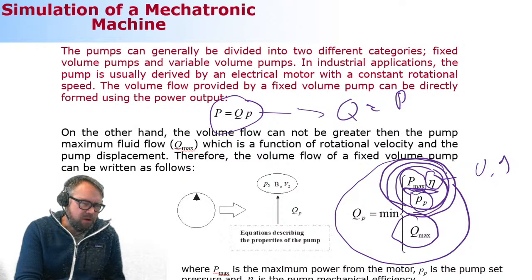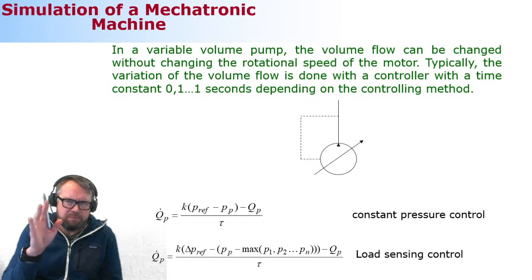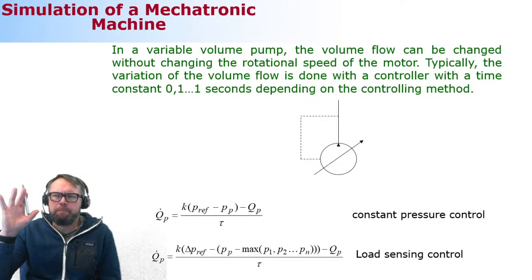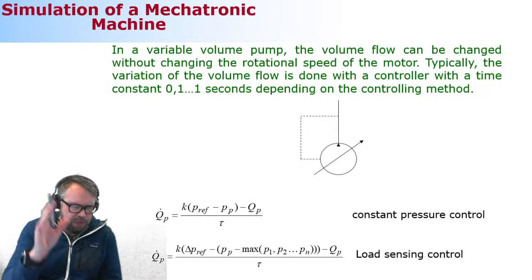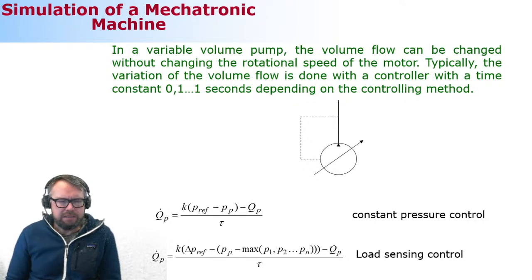But things become more complicated when we're using more sophisticated pumps, the ones where it's possible to control the flow rate. Those are called variable volume pumps. In variable volume pumps, the energy consumption or energy production for the system can vary, and it can vary based on the need for pressure. How is it then operated?